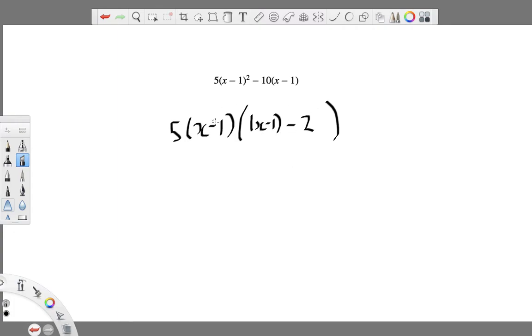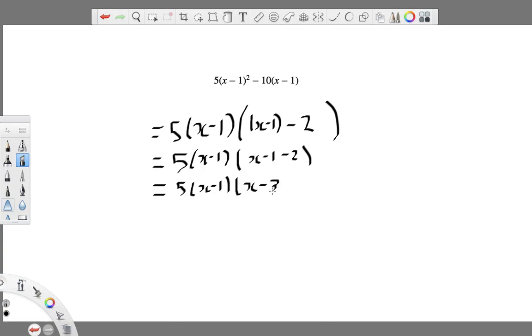Again, we need to deal with what we've got inside the big bracket. So again, I'll write my equals, keep forgetting to do that. So we'll have 5 x minus 1. And then in our big bracket, we'll have x minus 1 minus 2. So drop down to another line of working. We've got 5 x minus 1. And then we'll have x minus 3. So that is fully factorised, and we're done.